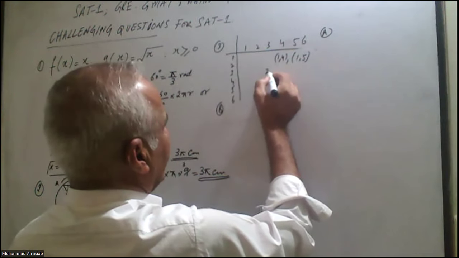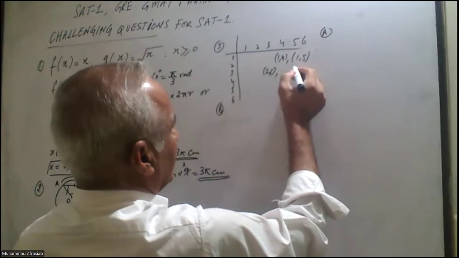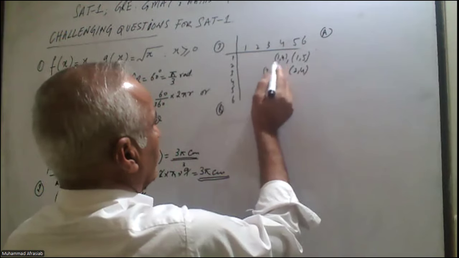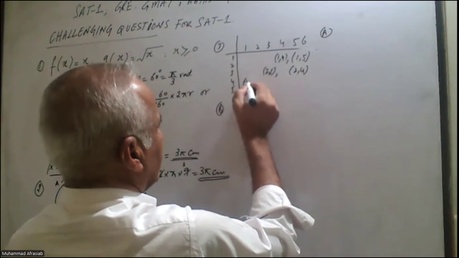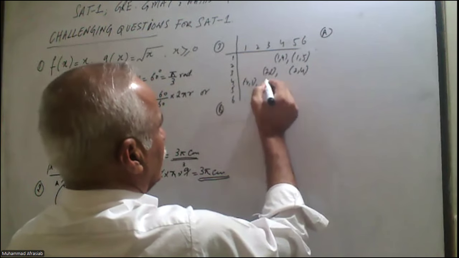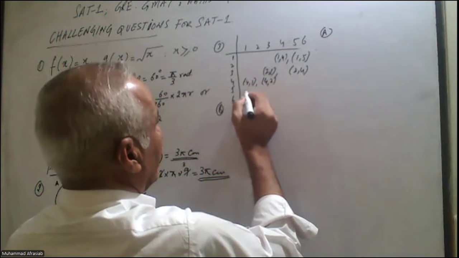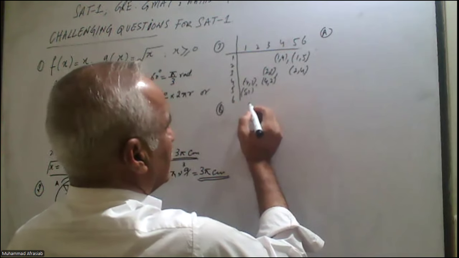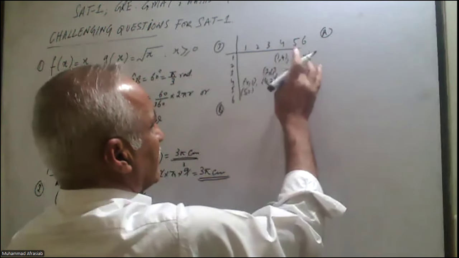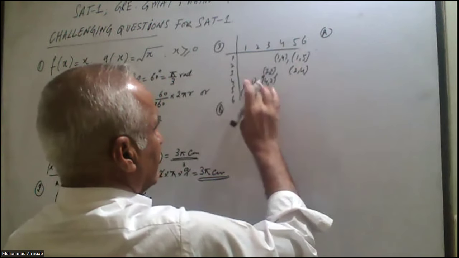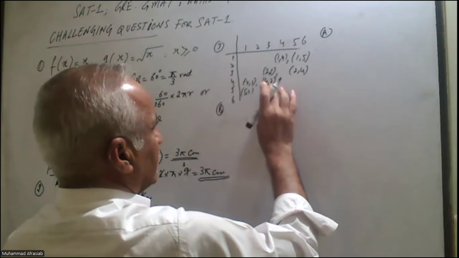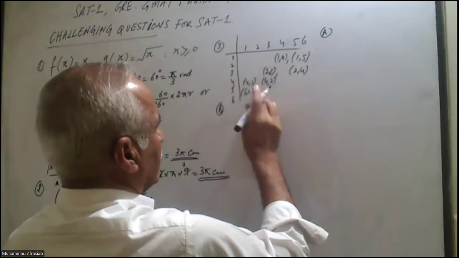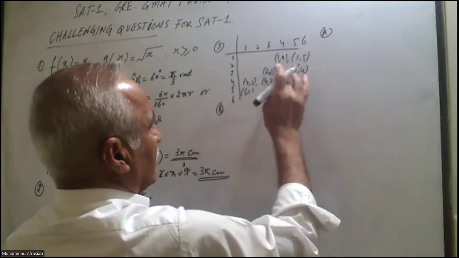Two with 5, and two with 6, then the reverse of that, 1, 5 will become 5, 1, and that will become 5, 2, that will become 6, 1, and so on for 5 and 6 with each of the numbers.